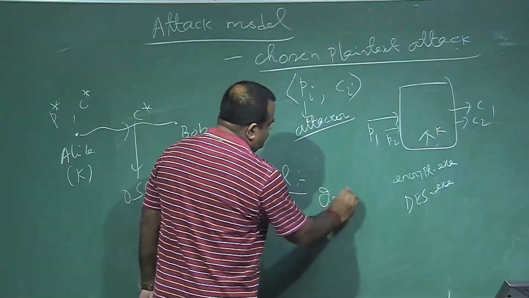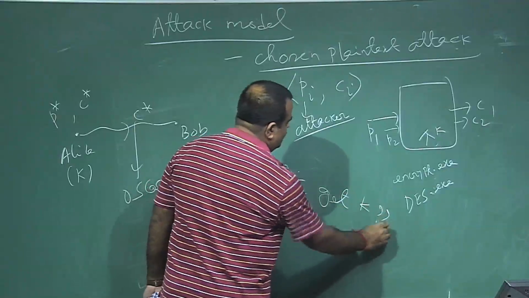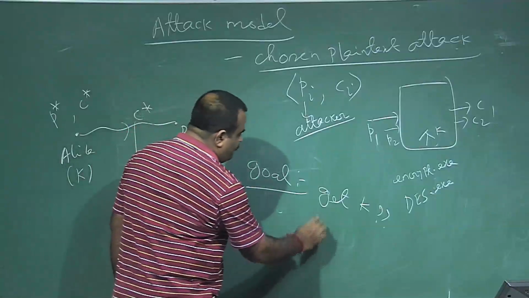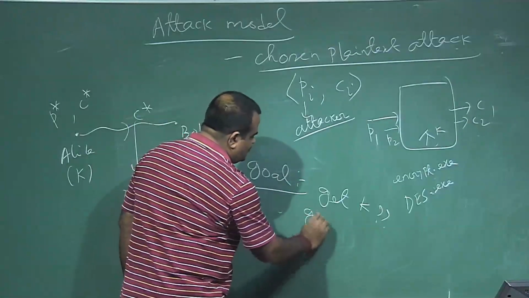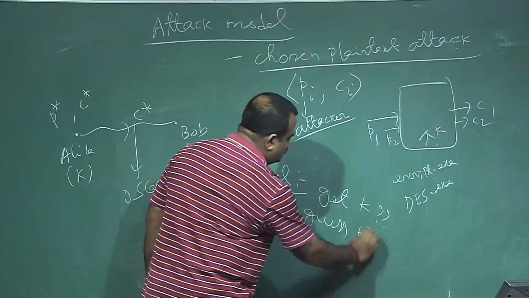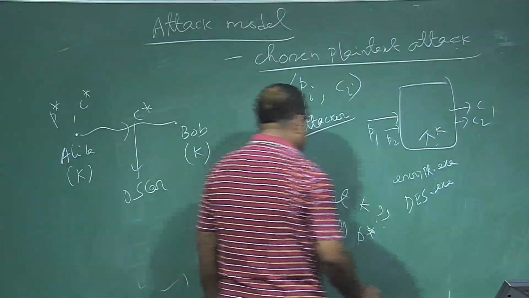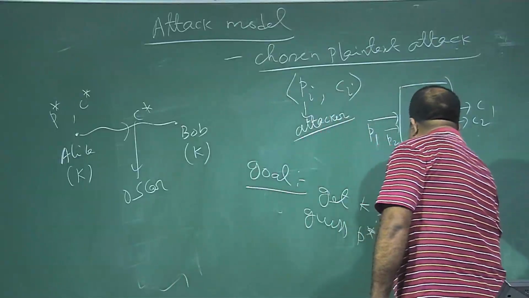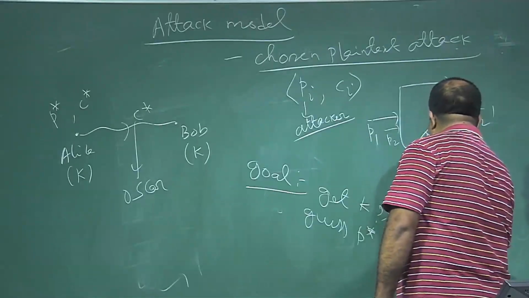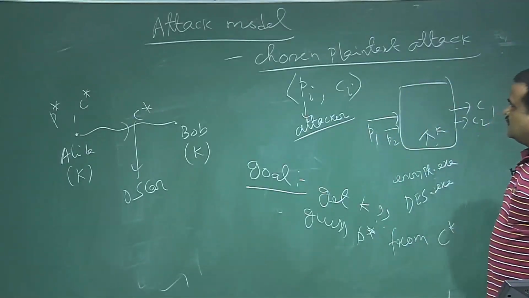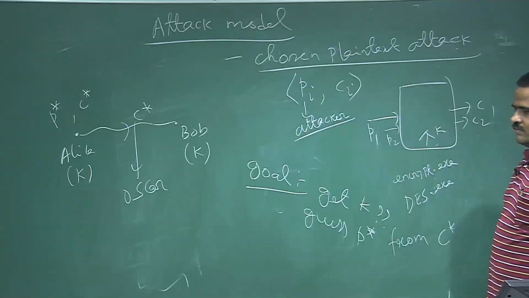The goal of the attacker is to get the key, and or to guess the P star, which is the current plain text between Alice and Bob, P star from C star. Okay. So, this is the goal of the attacker in this attack model.